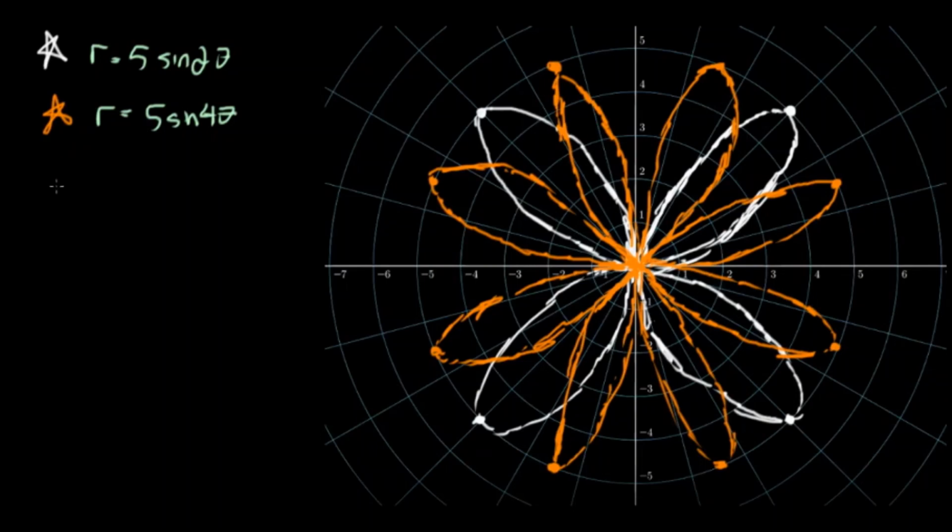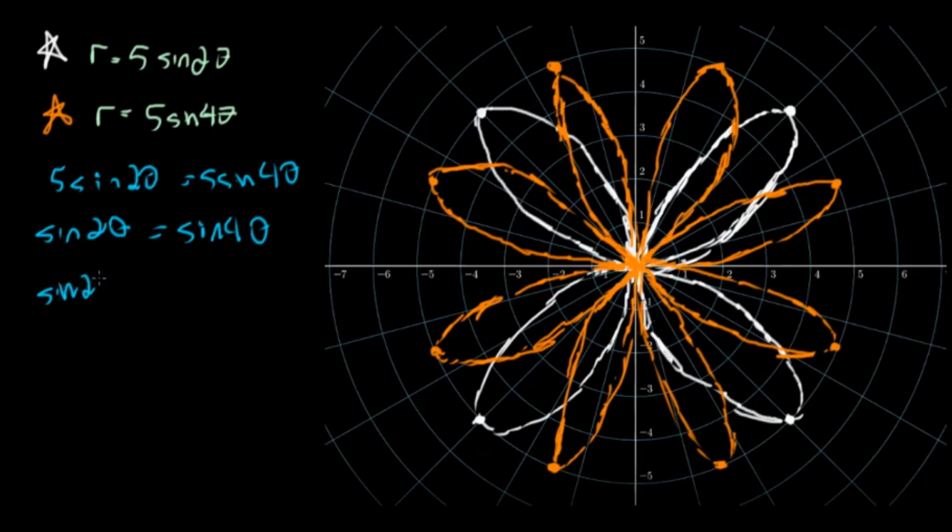All right, 5 sine 2 theta equals 5 sine 4 theta. So the 5s don't matter. We're really solving sine 2 theta equals sine 4 theta. All right, solve this the way you want. I'm going to use the double angle formula. So sine 4 theta is equal to 2 sine 2 theta cosine 2 theta.